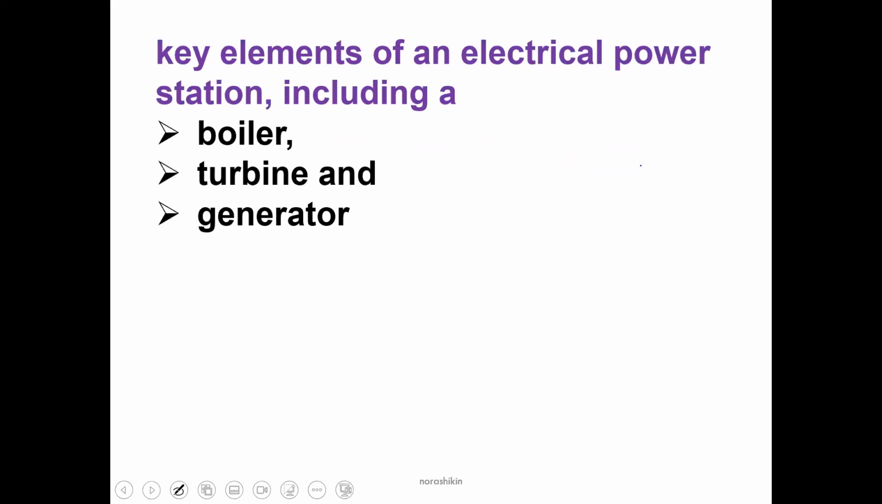Now, the key elements in every electrical power station are a boiler, a turbine and a generator. Majority of power plants in our knowledge are using a boiler. A boiler is there to turn water to steam. Turbine is for rotation, and generator, you know that it is to generate electricity. So these are the common elements in every electrical power plant. You have to copy this.